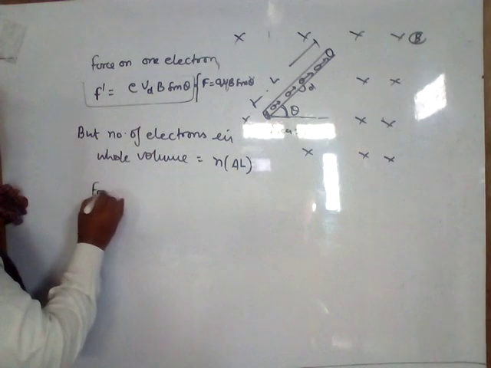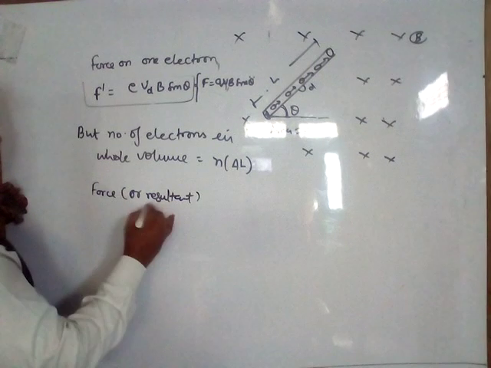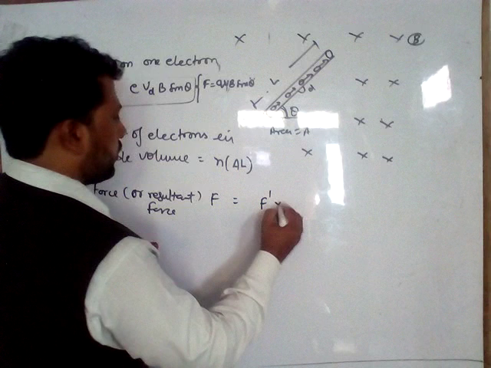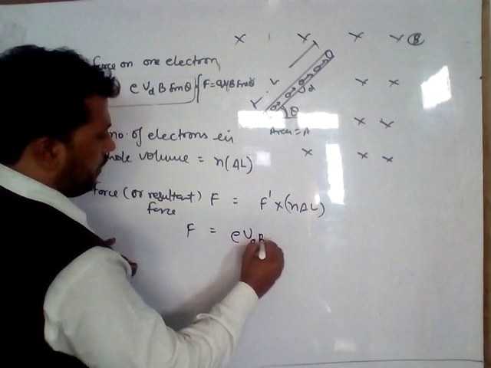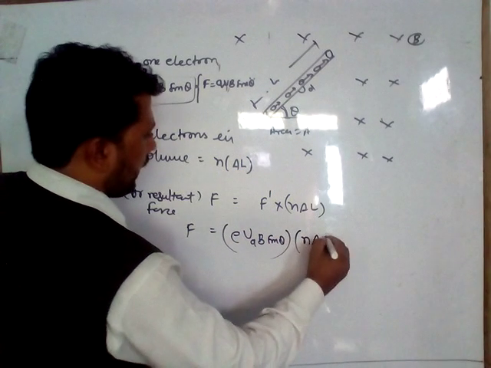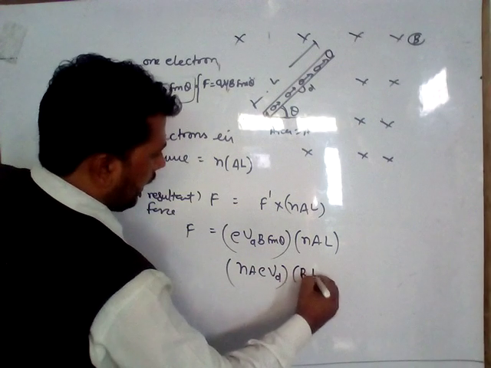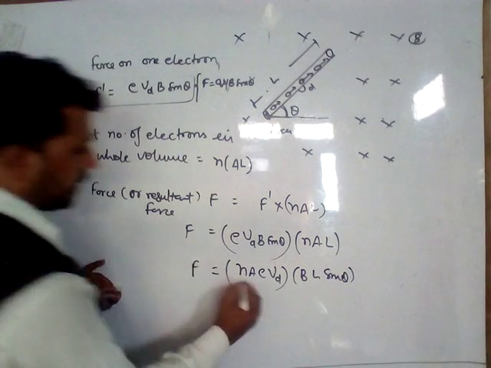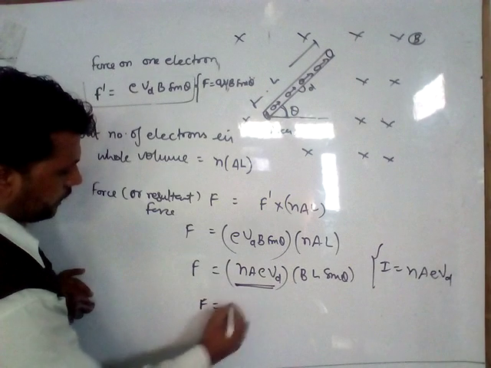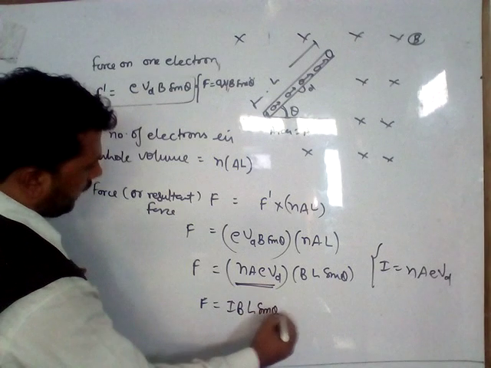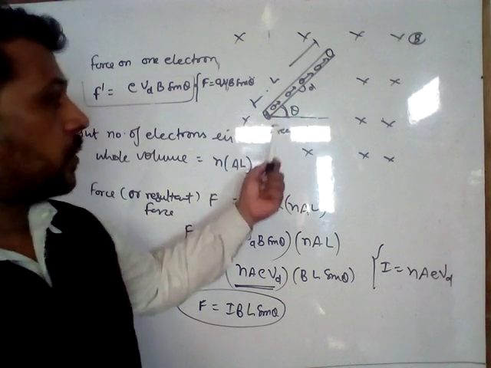So the resultant force F is equal to F dash into nAL. We multiplied by the total number of electrons. So F equals eVdB sin theta into nAL. So nAeVd can be used together, times BL sin theta, and you know that this is the value of current I equals nAeVd. So F equals IBL sin theta.